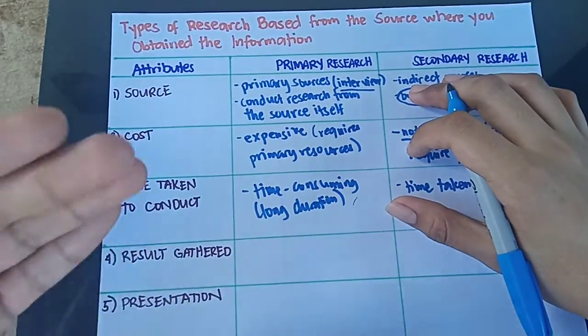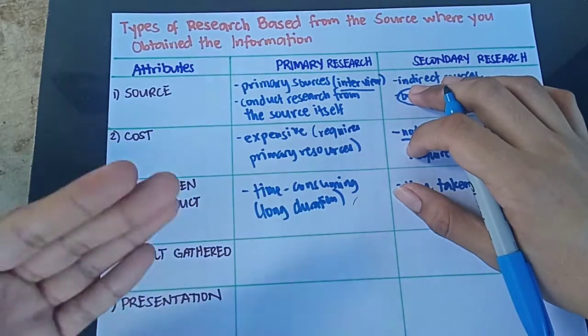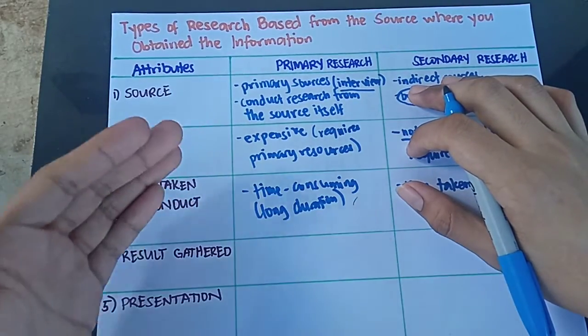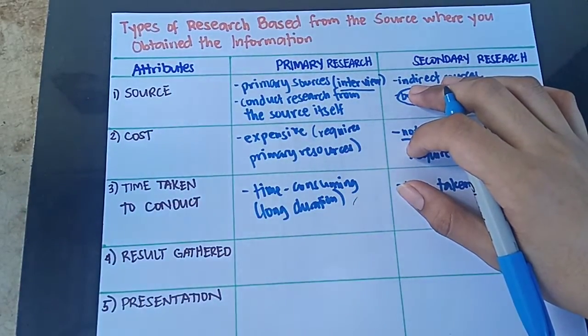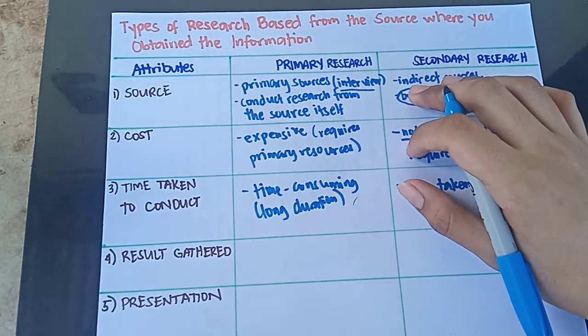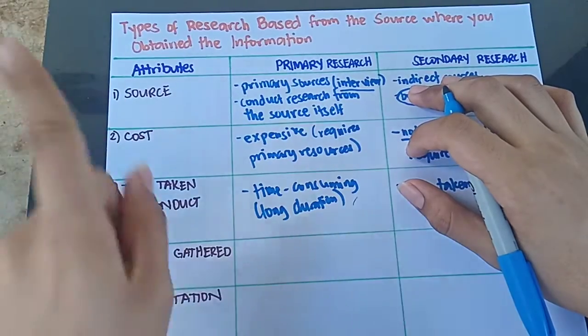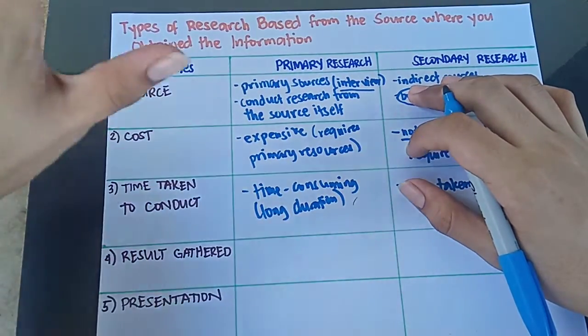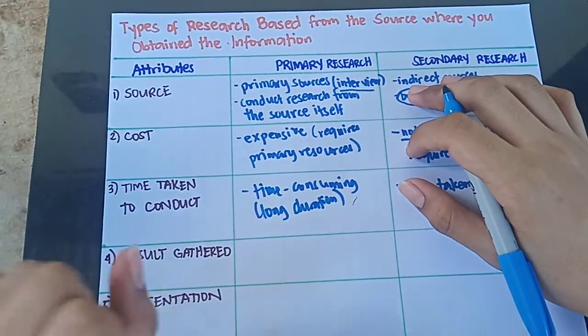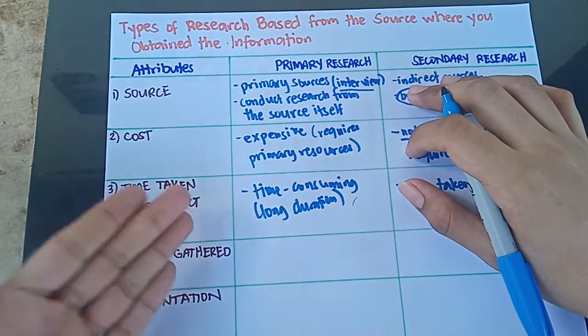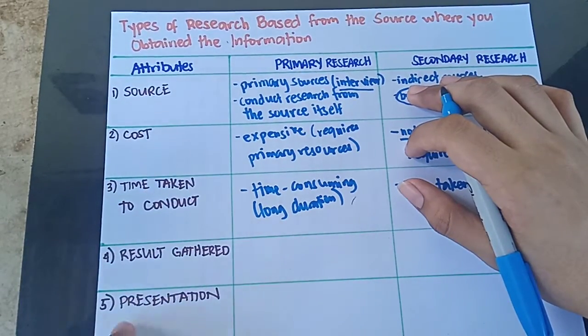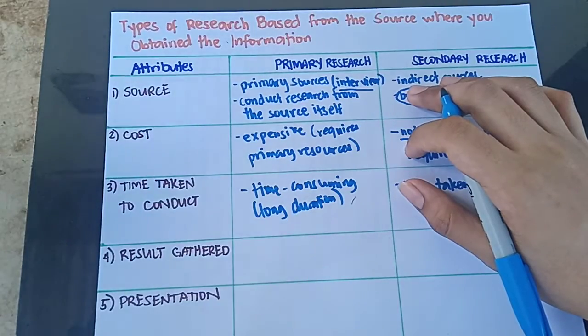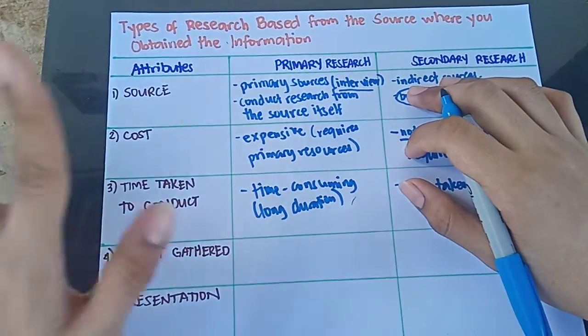questionnaires, to print some questionnaires. And it is also expensive because you will have printing materials. Also, when you transport yourself from one place to another just to interview a person, it is time consuming because the duration of the travel is very long. Let's say you are coming from Quezon province, but the professional you want to interview is in Quezon City, in Manila. The travel time is long. So, meaning to say, it is time consuming.